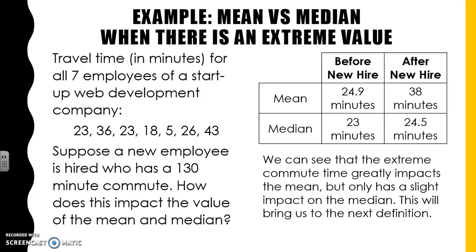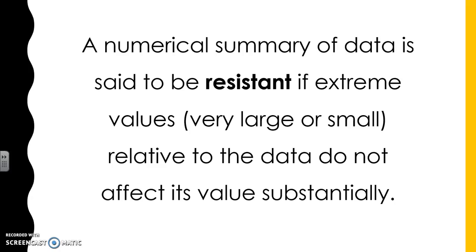So what happens when we have an extreme value? You can see we have some employees here, and then we add an employee who's got a commute time of 130 minutes. That's a value that's way out. After we hire that employee, the mean increases a significant amount, but the median only increases a little bit. So that extreme commute time greatly impacts the mean, but only has a slight impact on the median. This brings us to the next definition. A numerical summary of data is said to be resistant if extreme values relative to the data do not affect its values substantially. That means that the median is resistant, but the mean is not. So you're going to keep that in mind.